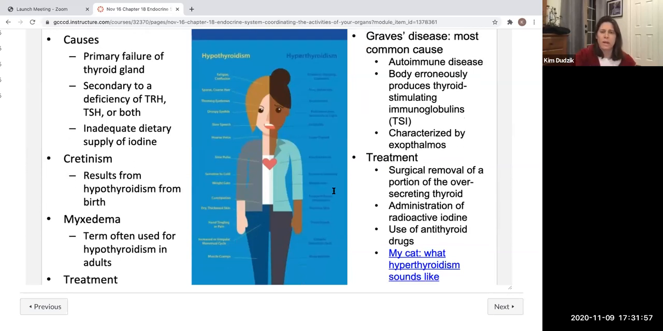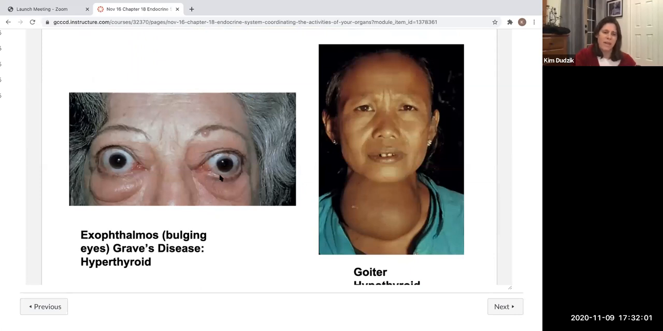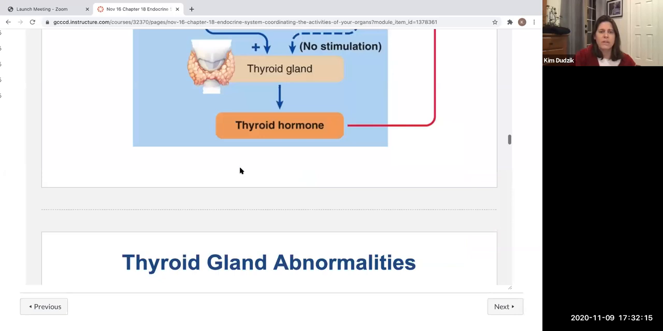Okay, and it says here, characterized by exophthalmos. I have that picture there, I'll show you here. Here's exophthalmos. It's kind of the bulging of the eyes. There's retention of fluids and things behind the eyes, and that kind of makes the eyes look like they're bulging out. Okay, here's the feedback loop.